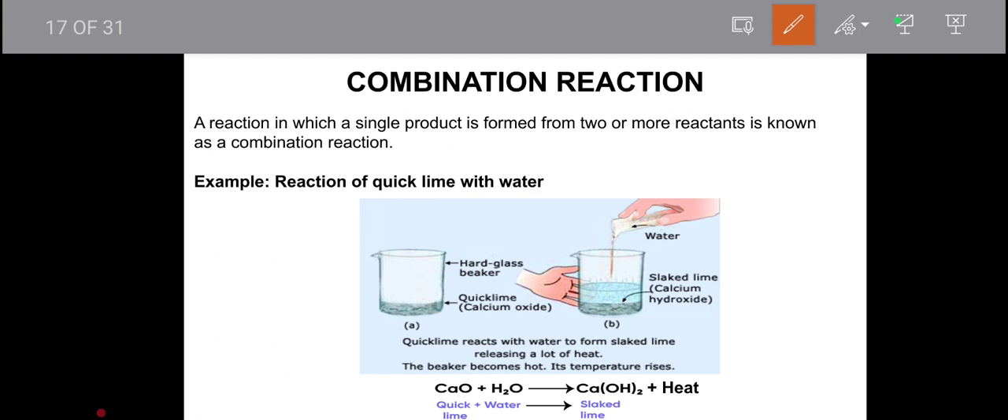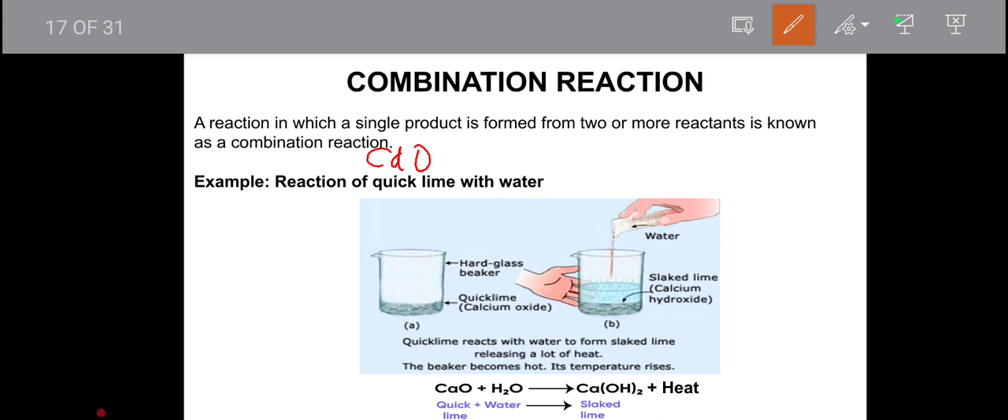So one of the very important examples that is given in your textbook is reaction of quicklime with water. This is a very important question from the board exam point of view also. As you can see from this picture, quicklime, this is a common name. Chemically, quicklime means it is calcium oxide. Calcium oxide is known as quicklime. So this is also one important question, that is what is the chemical name of quicklime or what is the common name? What is this calcium oxide? Calcium oxide is commonly called quicklime and its chemical formula is CaO.